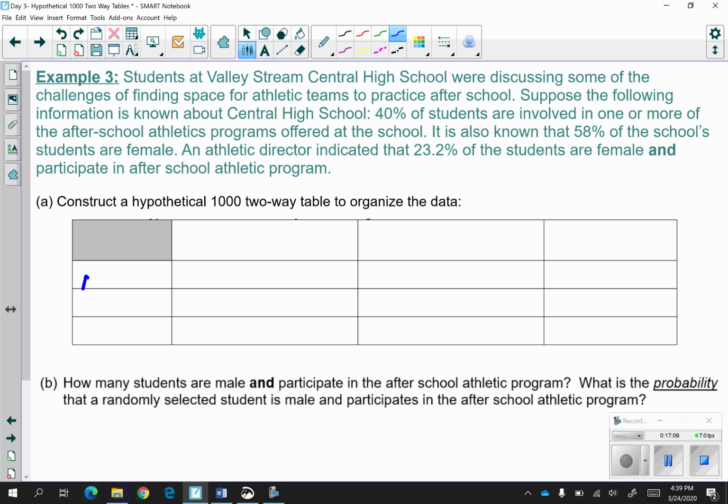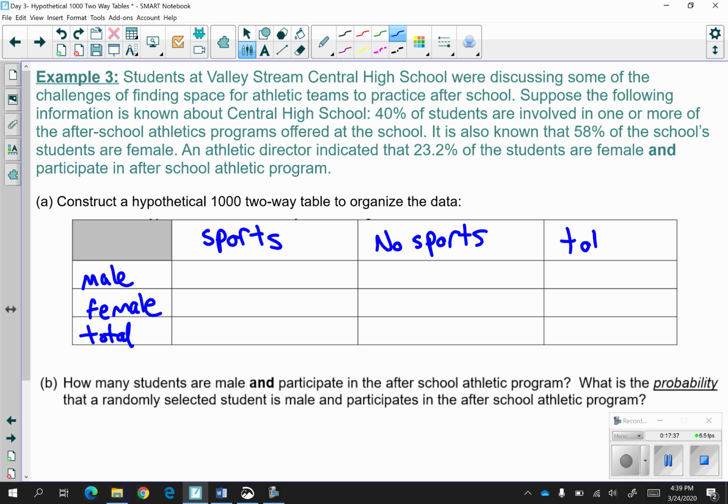So we're talking about males and females. Remember, you could have written this up top. I just chose to write it on the side. It's up to you. We're also talking about sports and no sports. Right, the after-school athletic programs and not being in an after-school athletic program. We know there's 1,000 because they told us to create a hypothetical 1,000 two-way table.